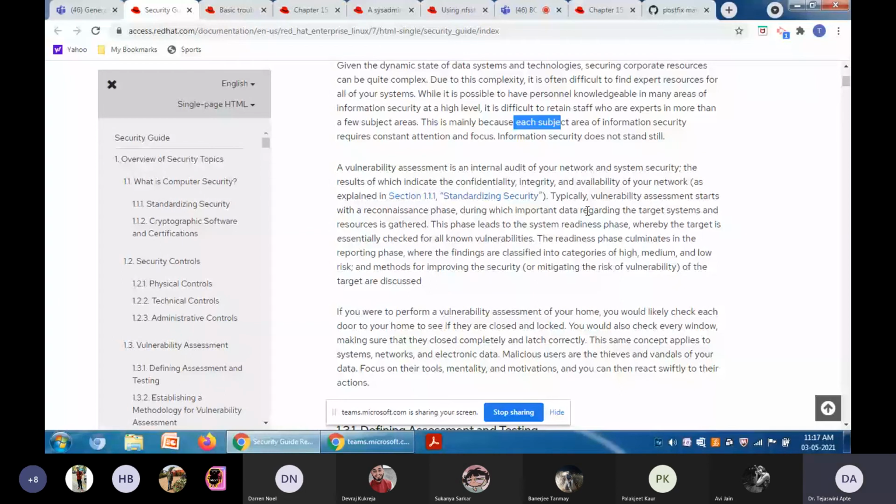The readiness phase culminates in the reporting phase, where the findings are classified into the categories of high, medium, and low risk. High risk means higher priority. You need to look at it because it is affecting the business. Once the information gathering is done, the risk is discussed with each associated functionality. Then you can think about this functionality as high, this as medium, and this as low risk.